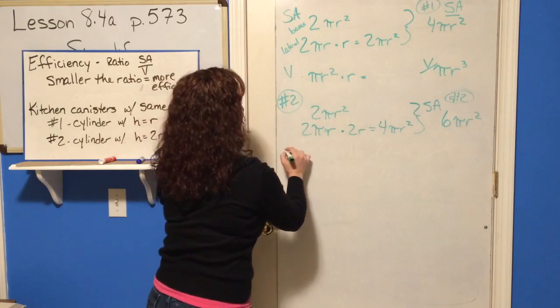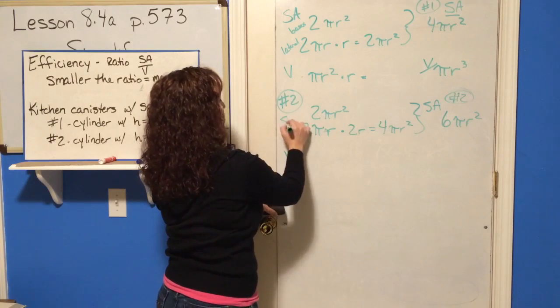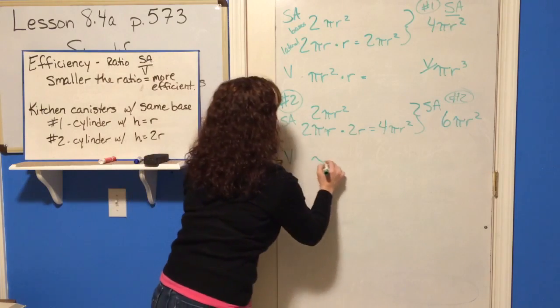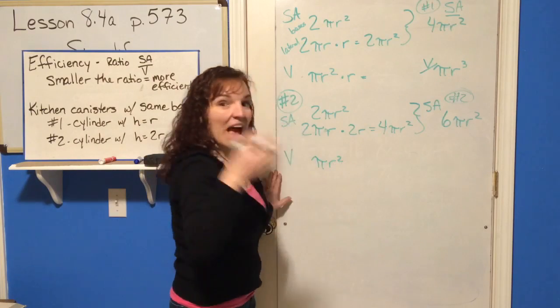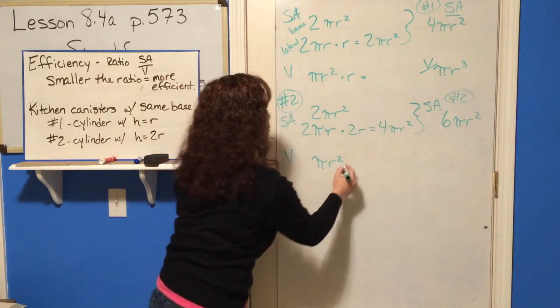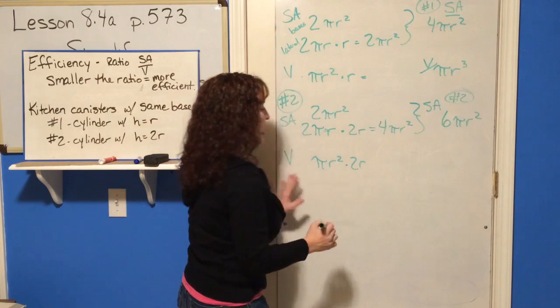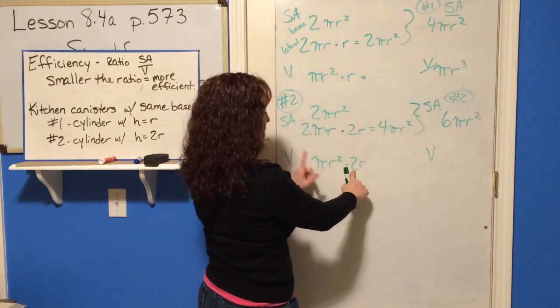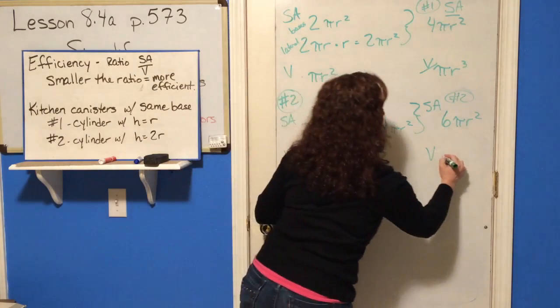And the volume, oops, I didn't put surface area here. So the volume now is going to be pi r squared times the height, and we said this height is 2r. So when we multiply that across, this volume is going to be 2 times pi times r cubed.